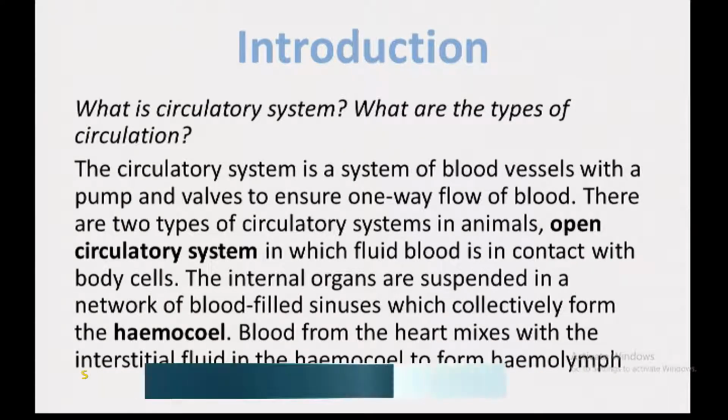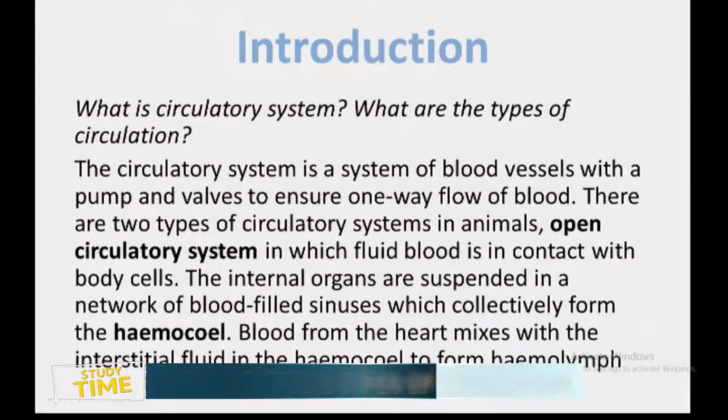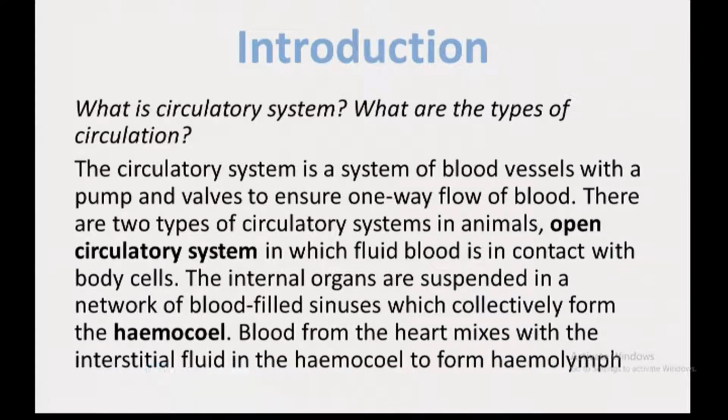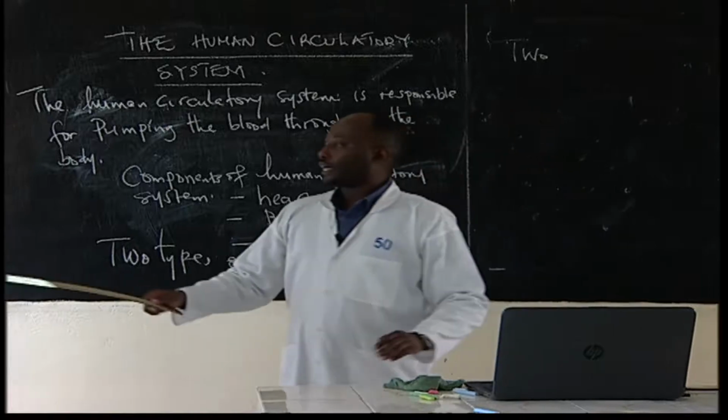That is most of the insects. They don't have blood circulation. They have what you call lymph fluid, which normally transports nutrients, oxygen, and even removes waste products from the body cells or tissues of the organism. That is to say, the hemolymph is in direct contact with the body cells. Here we have the diagram.